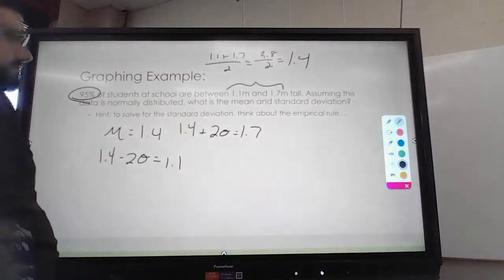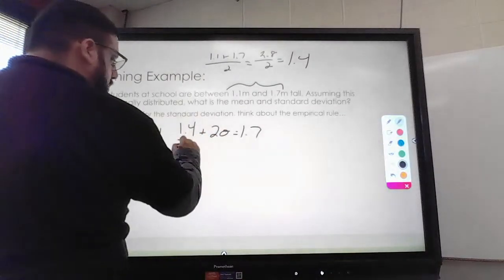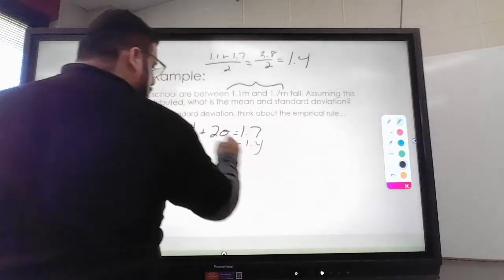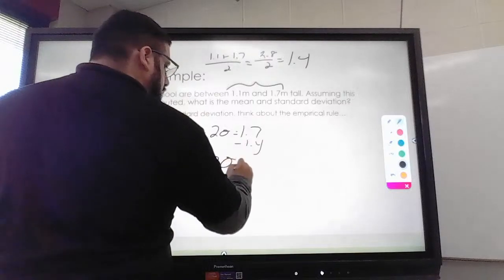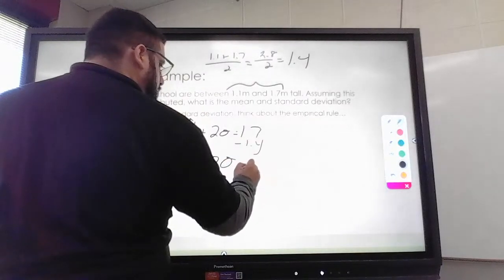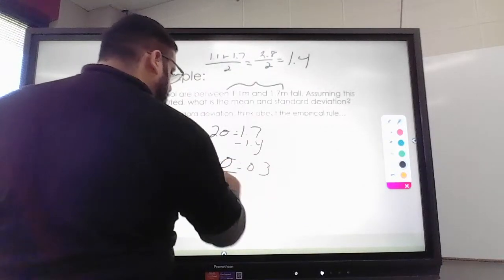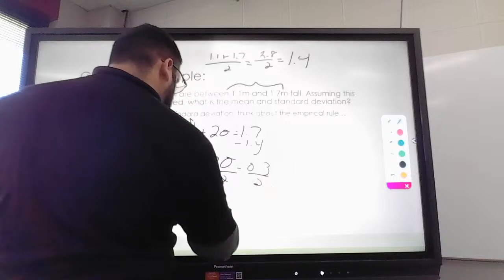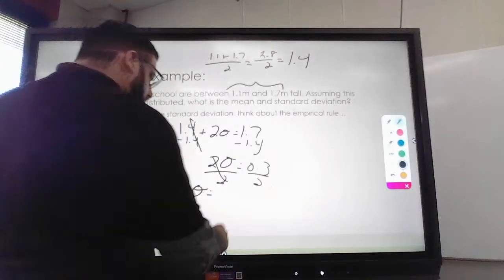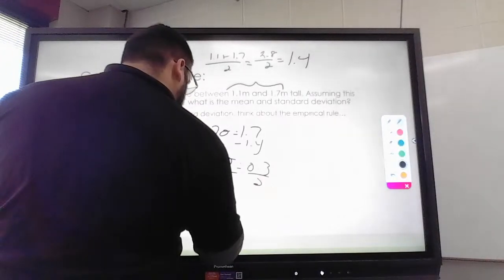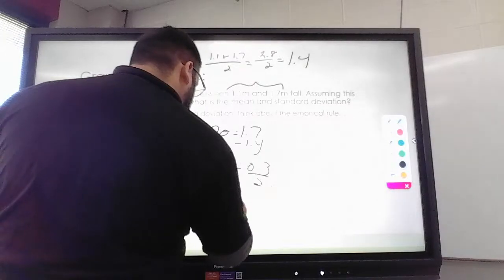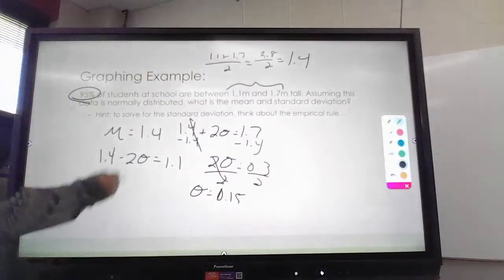1.4. All right, here I'll subtract 1.4 on both sides. This is 0.3. Divide both sides by 2. Standard deviation is 0.15. Let's see if it's the same here.